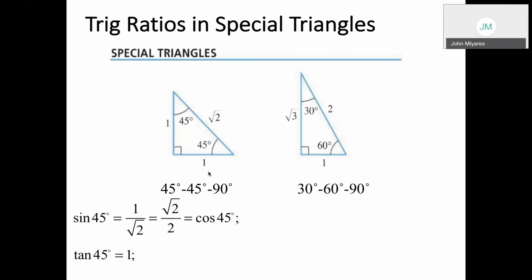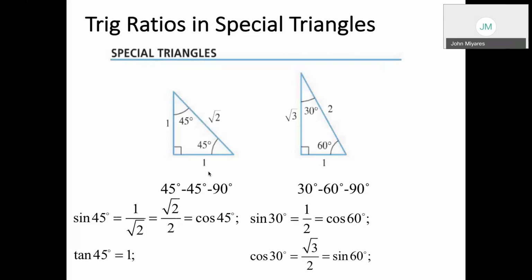In a 30, 60, 90 triangle, the sine of 30 degrees becomes the opposite over the hypotenuse, which becomes 1/2. This will be the same as the cosine of 60 degrees. The adjacent side over the hypotenuse will also reduce to 1 over 2. Looking at the cosine of 30, which will be the same as the sine of 60, the ratio will reduce to the square root of 3 over 2.